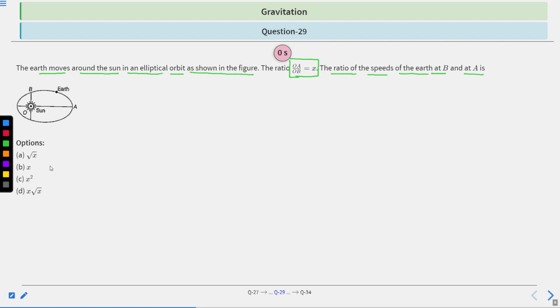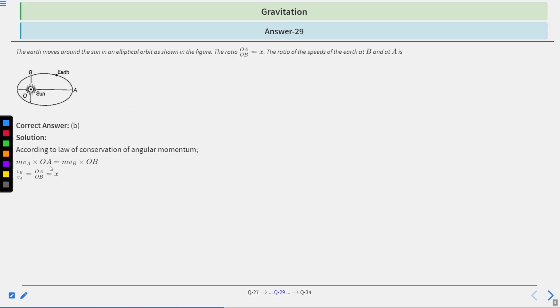Let's find a solution. Clear? So here the question asks about the ratio of OA upon OB, at points B and A.